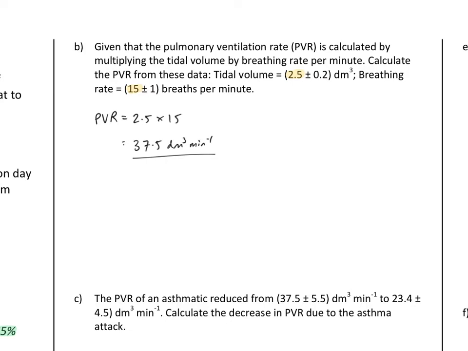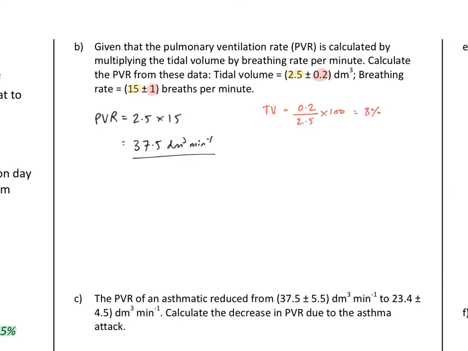But now I need to use the uncertainty. I keep calling it error. It's kind of interchangeable, but technically different, I guess. So now, let's do the tidal volume first. TV equals 0.2 divided by 2.5 times 100. Let's check that. 0.2 divided by 2.5 times 100 equals 8%.